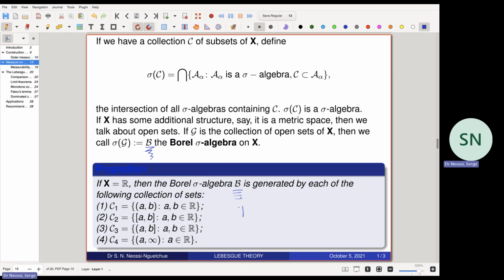So in other words, B can also be the sigma algebra generated by C1, and it's the same if we take it to be generated by C2, or generated by C3, or generated by C4. So if you want to work with the Borel sigma algebra of R, we have the choice between using this definition, or this one, or that and that.